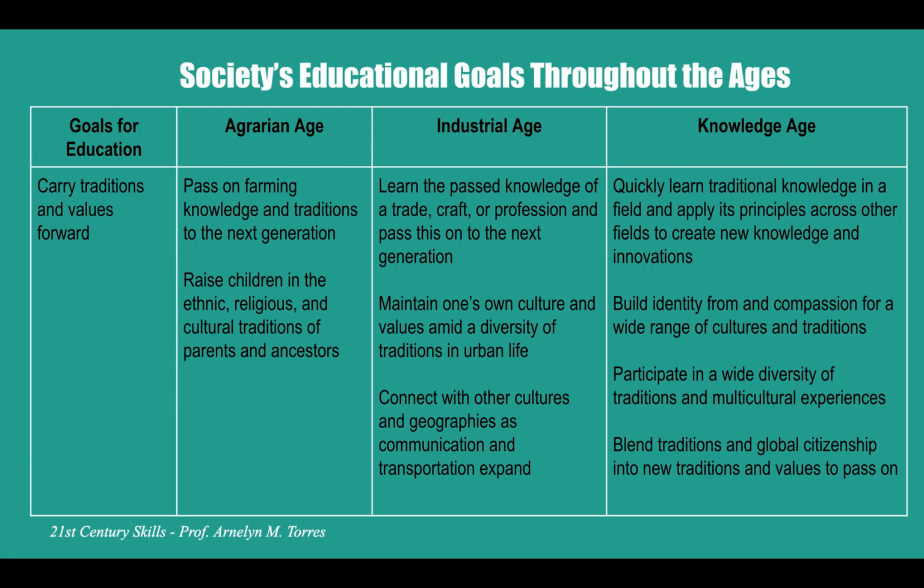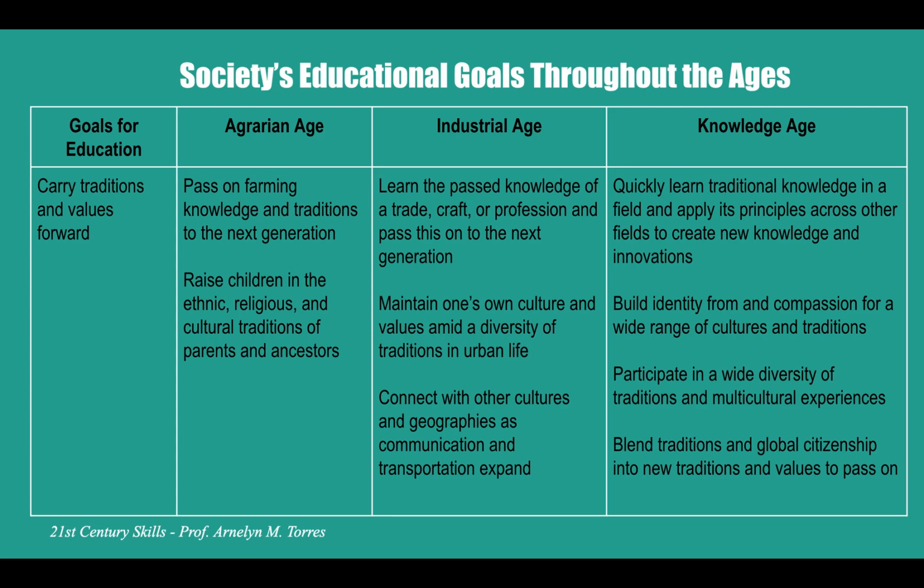And the third, connect with other cultures and geographies as communication and transportation expand. So, how do people do this? They connect with other cultures and geographies by visiting their destination, by communicating with the local people. And they use transportation like the airplane to reach that destination.